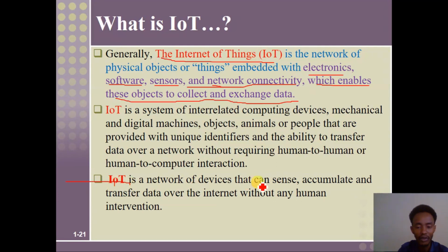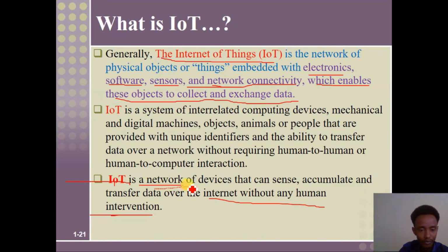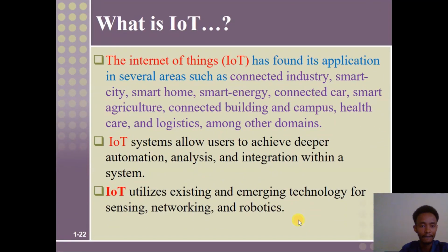Or we can just say IoT is a network of devices that can sense, accumulate, and transfer data over the internet without human intervention, in order to take action or make decisions. This is another definition of the IoT.